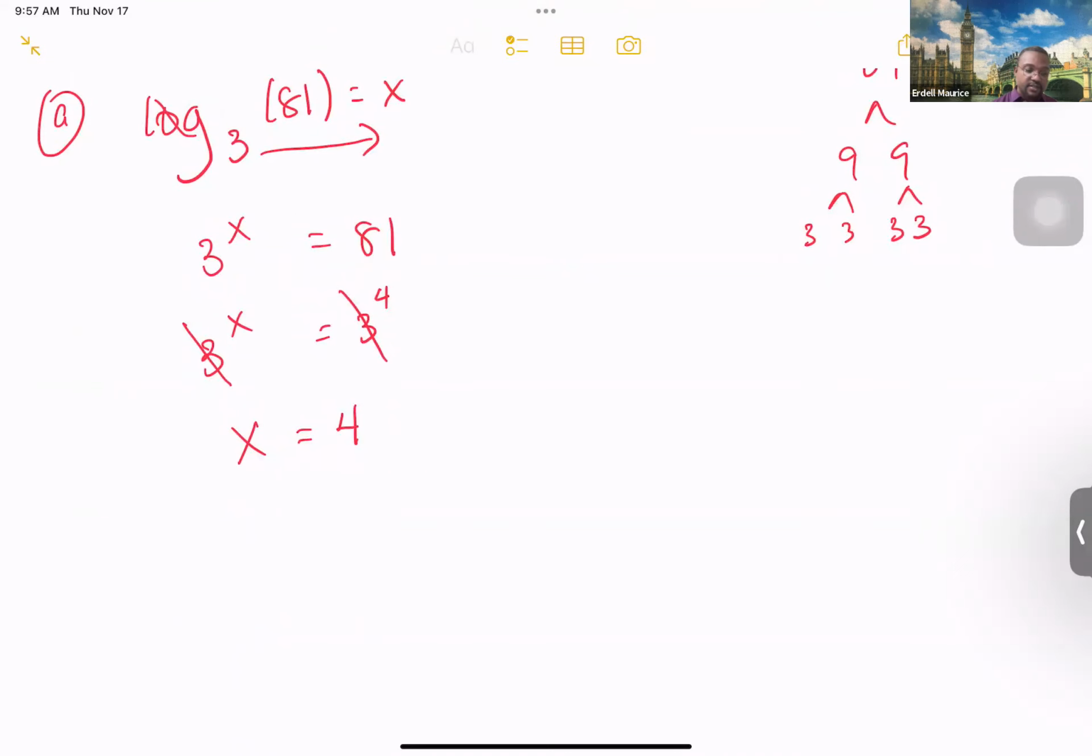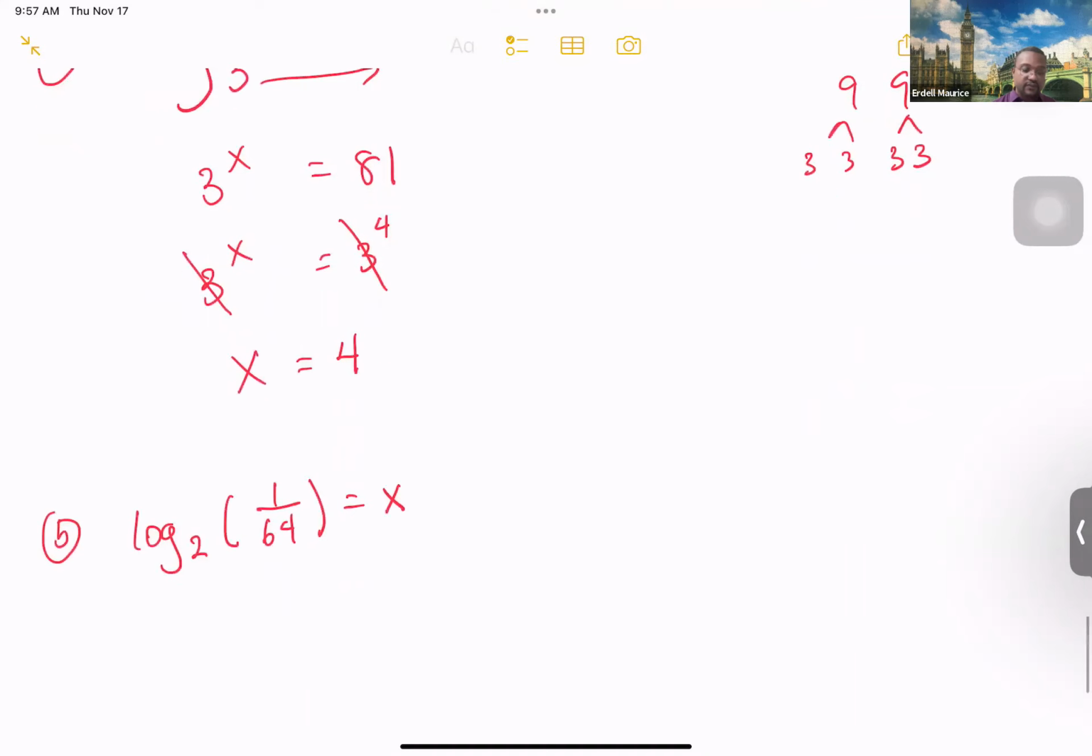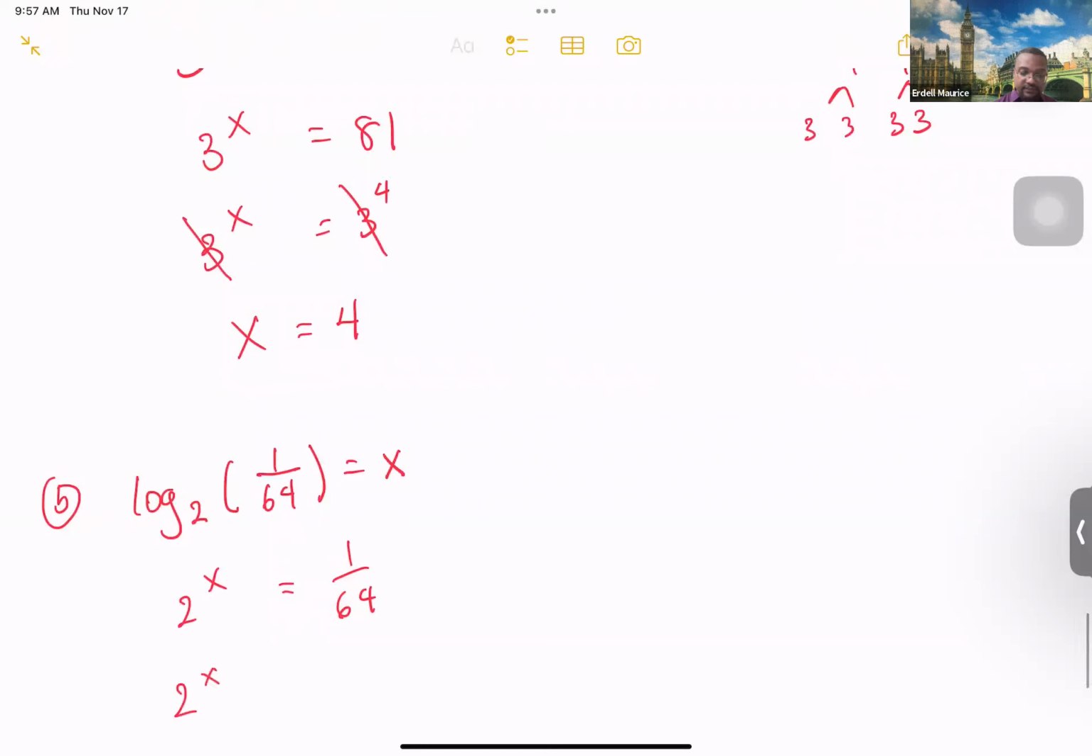Another example. Let's say I have log base 2 of 1 over 64 right here is equal to x. And I'm trying to figure out the value of x. Again, I convert this to exponential form. So 2 to the x is equal to 1 over 64. Now, 1 over 64 is a fraction, just like we saw earlier on. That simply means a negative power. The minus sign means a reciprocal. And I've got to take 64 and break it down. 64 is 8 times 8. 8 is 4 times 2.